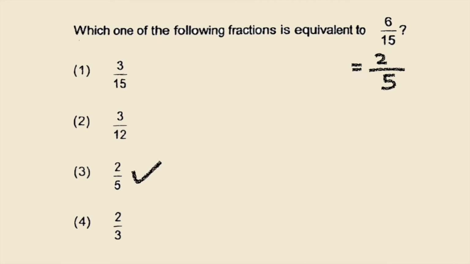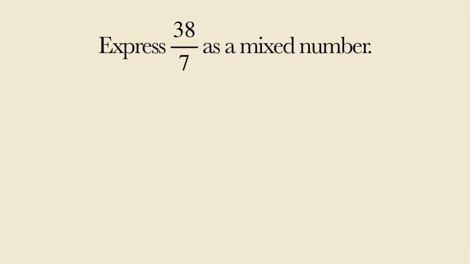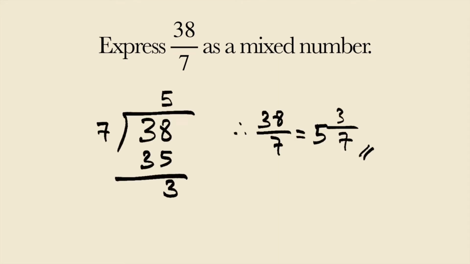They are equivalent. Next, 38 over 7 as a mixed number. Well, we are going to use long division to obtain the answer. And that's it. 5 wholes, remainder 3.